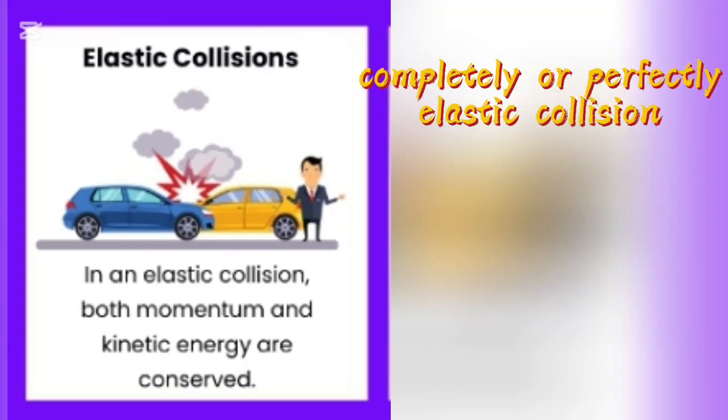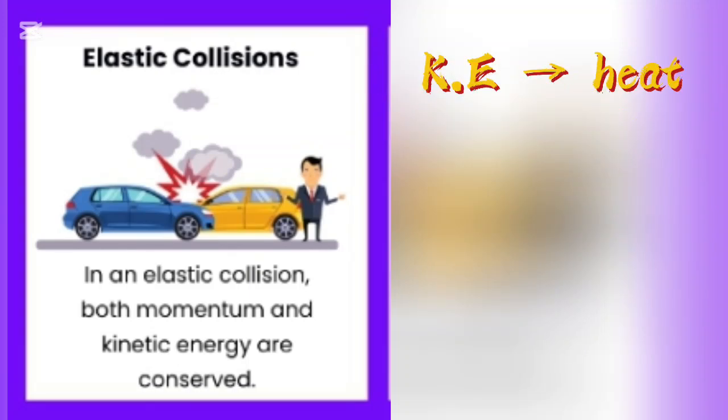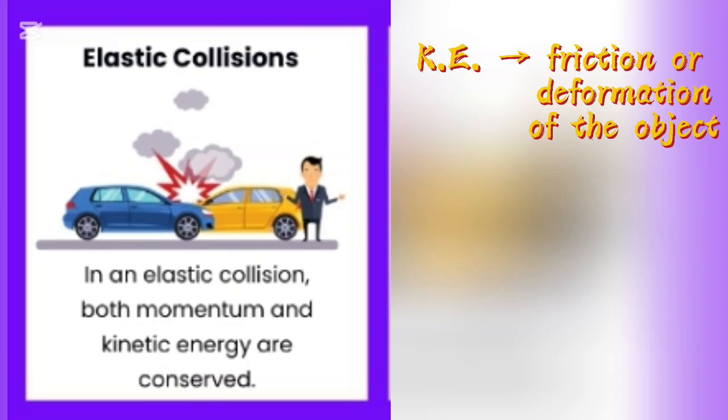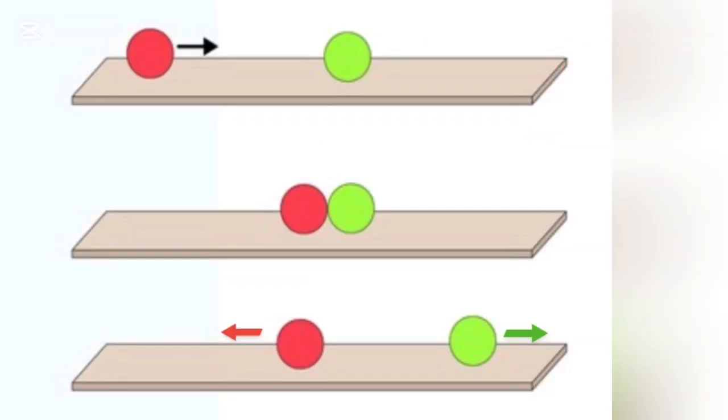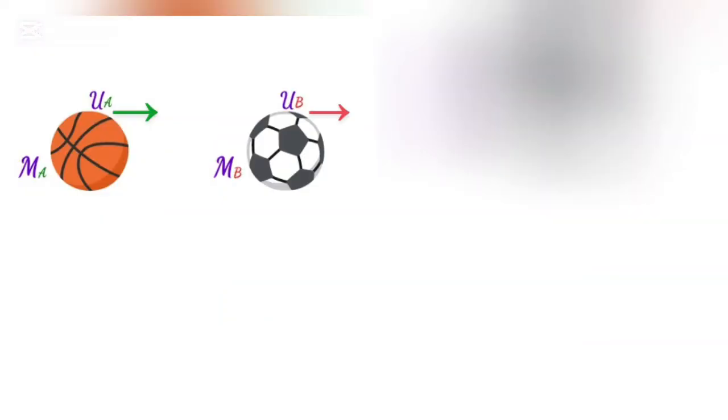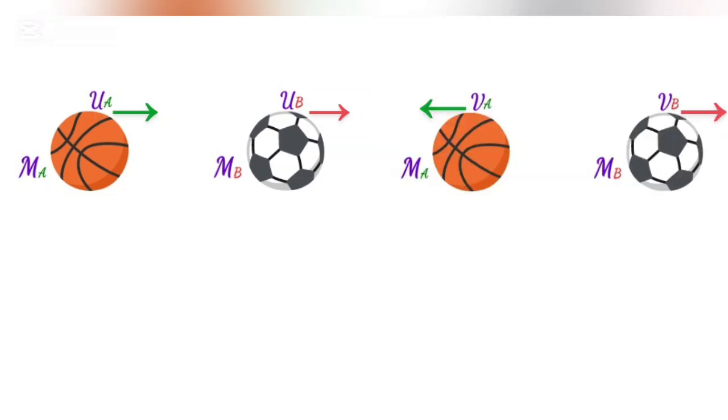perfectly elastic collision. In this system, no kinetic energy is lost to heat, sound, friction, or deformation of the object. In this case, after the collision, the objects move apart, usually in different directions. Let's say we have two objects with masses ma and mb, moving with initial velocities ua and ub, and final velocities of va and vb after collision.